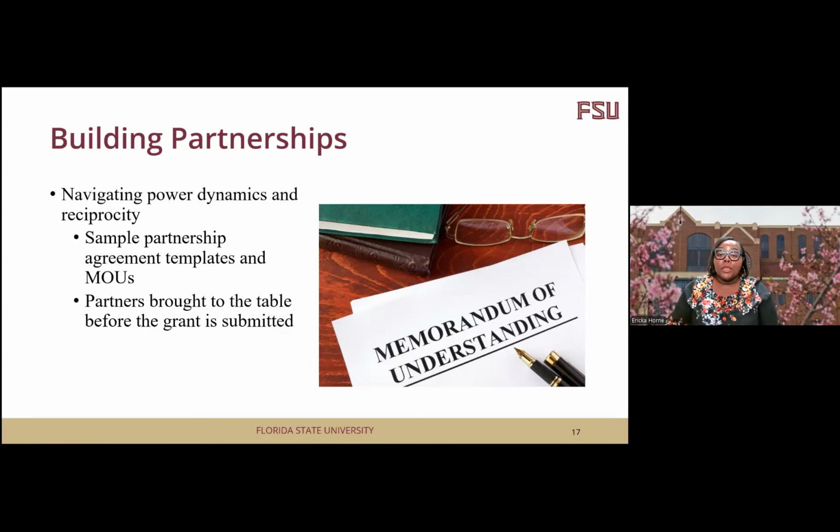And then you want to bring your partners to the table before a grant is submitted. So if at all possible, you want to bring them to the table, even if it's one person, even if you create a community advisory board of 2 to 3, 3 to 5, 5 to 7 people that works for your research. You want to try to bring them to the table early because of those things that we talked about, having your letter of support. You want to have more than one letter of support.